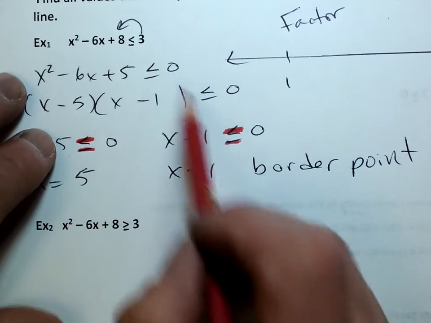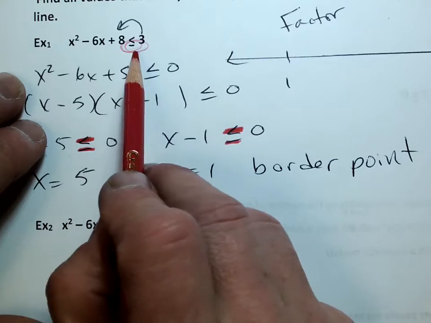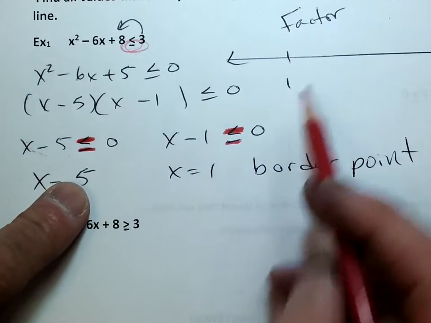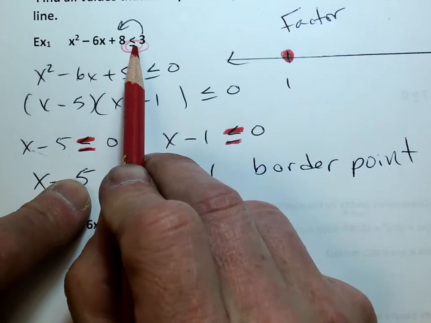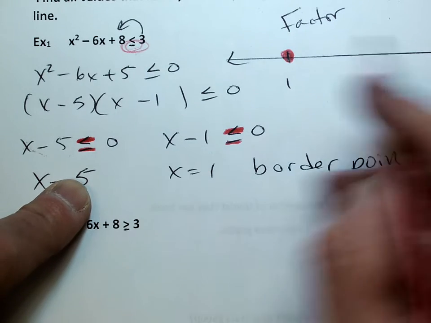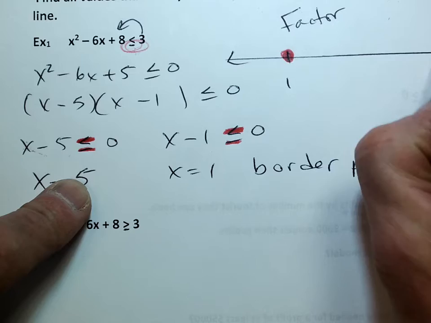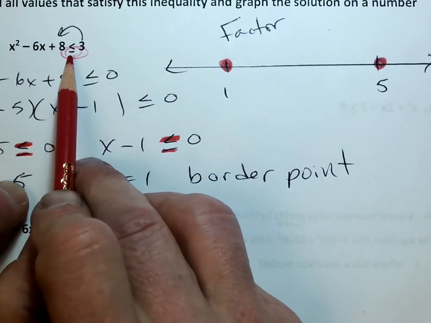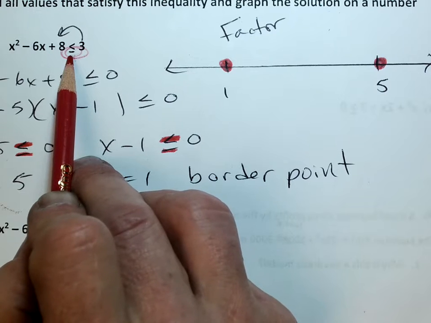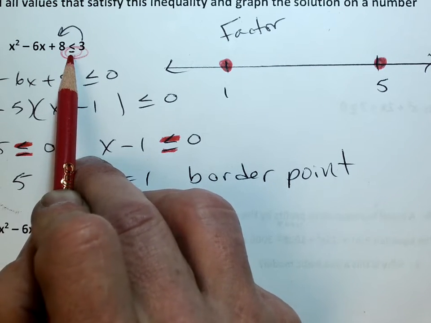Because it has a little equal sign right here, it can equal 0, so I'm going to put a solid dot because of the equal sign. Solid dot because it can equal this, and a solid dot on 5. There you go, solid dot because of the equal sign here. If there was no equal, then we wouldn't have a solid dot. We'd have an open circle, because we say that it cannot equal that, okay?